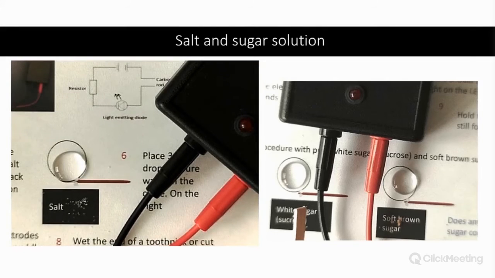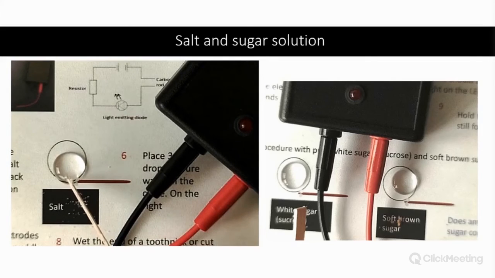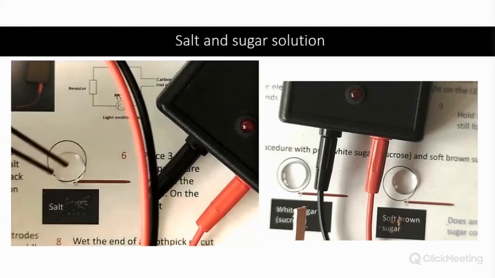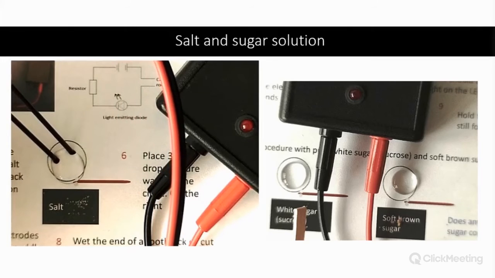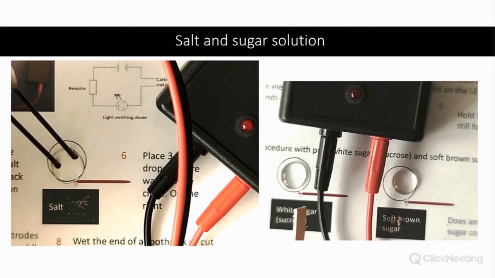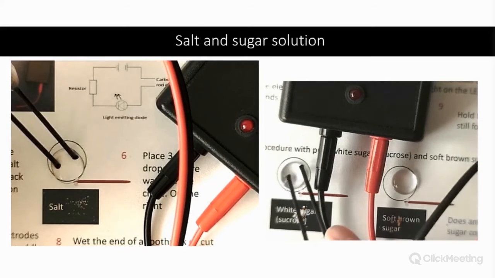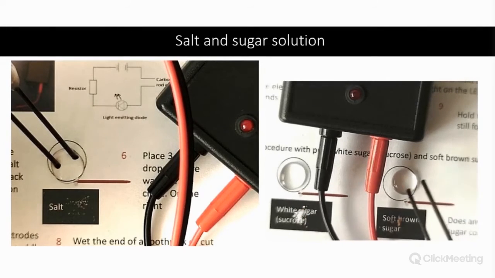Now I'm going to put in a pointed splint. I'm going to pick up a tiny crystal of salt, and we'll see what happens as I put this in. Now, I want you to compare that with the conductivity indicator, which is on the other side. And you can see now that that LED is lighting up.